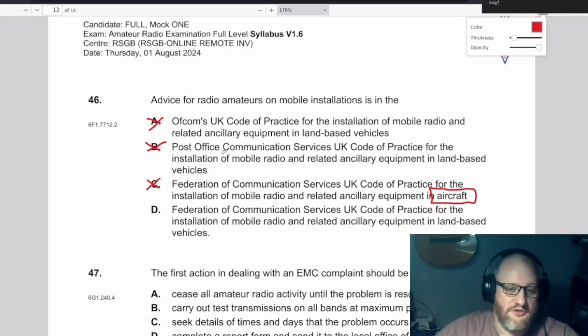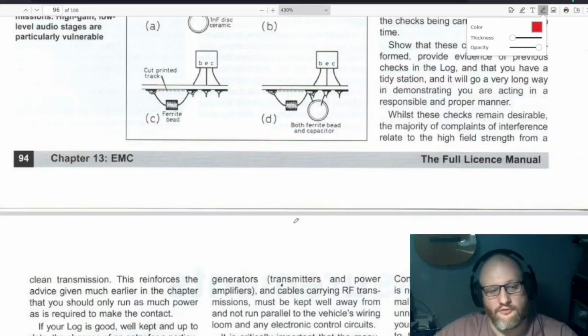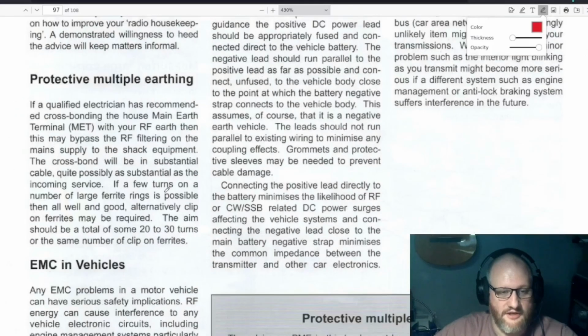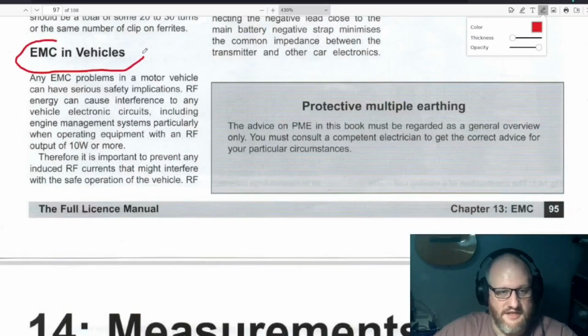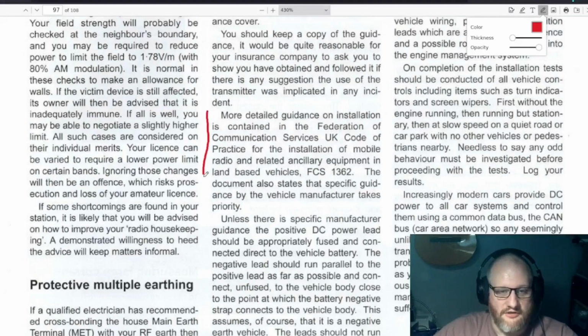And that leaves us with option D, Federation of Communication Services UK Code of Practice for the installation of mobile radio and related ancillary equipment in land-based vehicles. Option D. And if we flip over to the full license manual, again in the EMC chapter, there is a section here on EMC in vehicles, and it does specifically mention that more detailed guidance on installation is contained in the Federation of Communication Services UK Code of Practice for the installation of mobile radio and related ancillary equipment in land-based vehicles, and that specifically is FCS 1362, which is the specific guidance we should be following for our mobile installations.